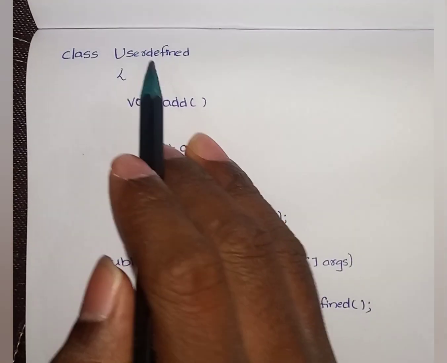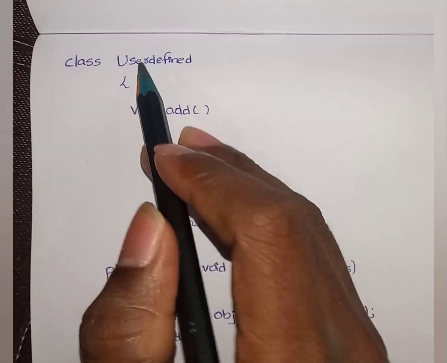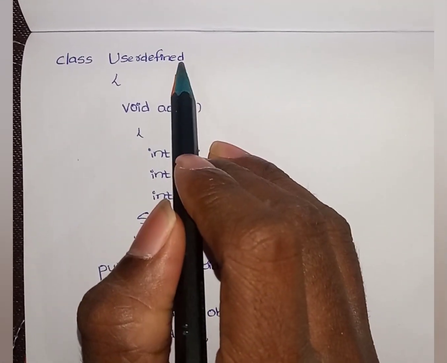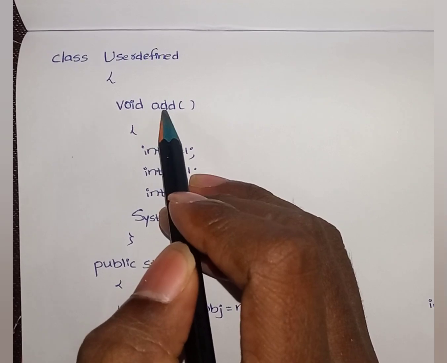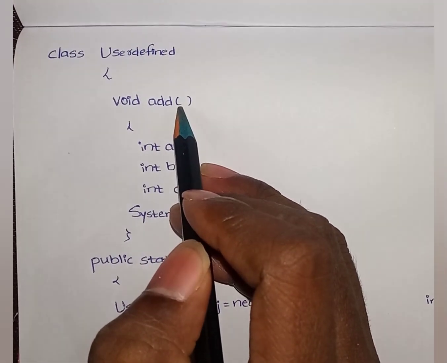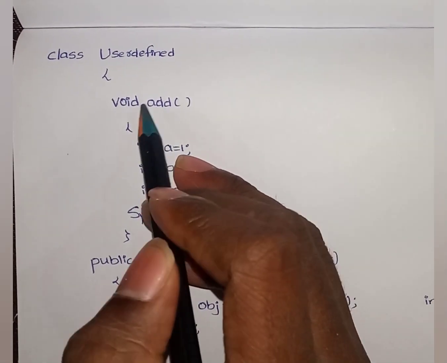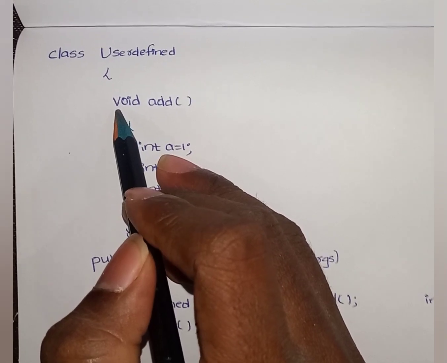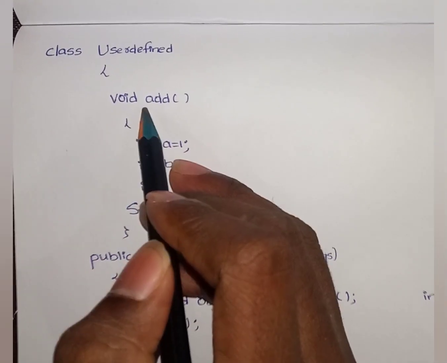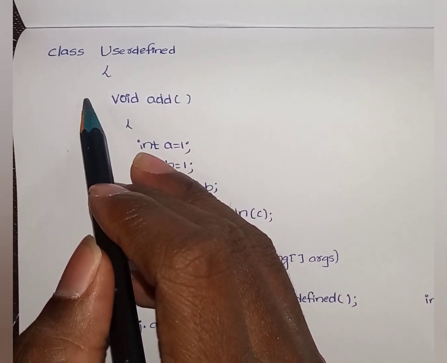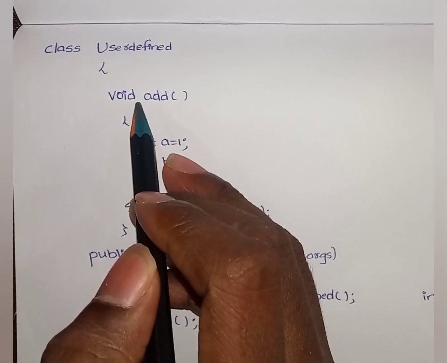This is another code that represents the user defined method. Here, user defined is the class name, and inside the class I have taken add, which is a user defined method, and as it is not going to return anything, I have taken it as void. It is a non-static method because here I have not defined the static keyword, right? So it is a non-static method.